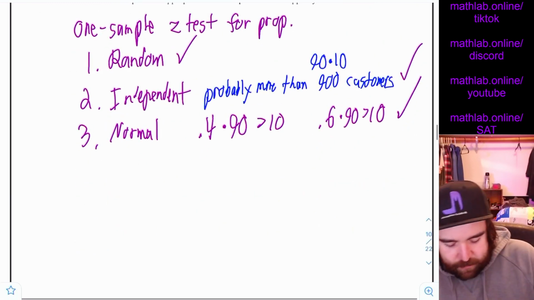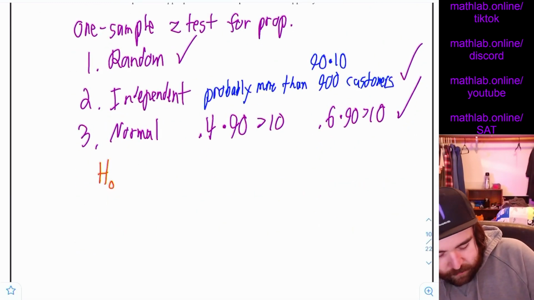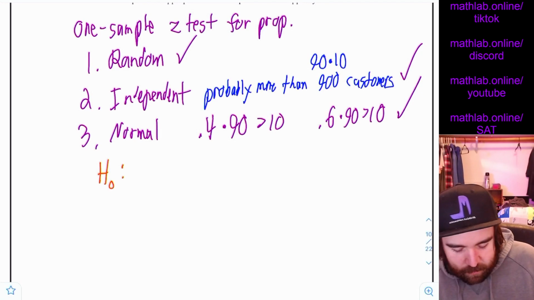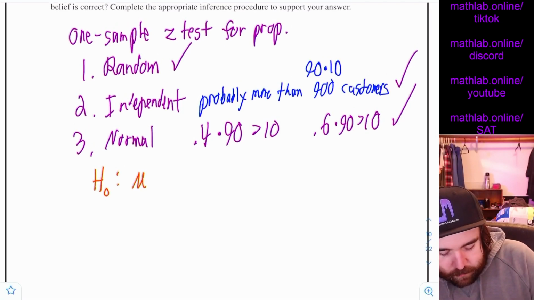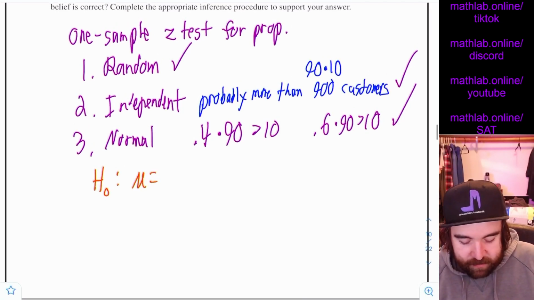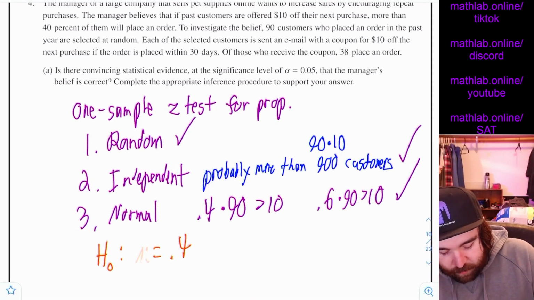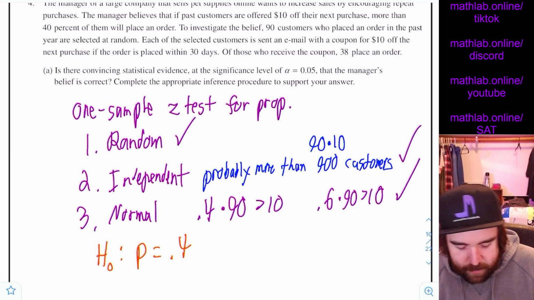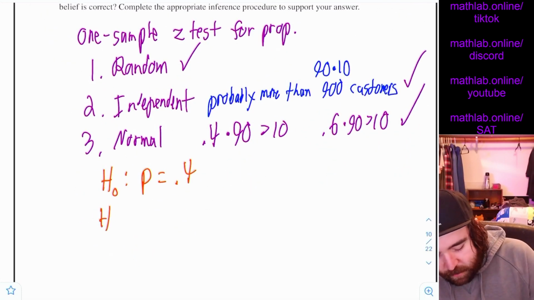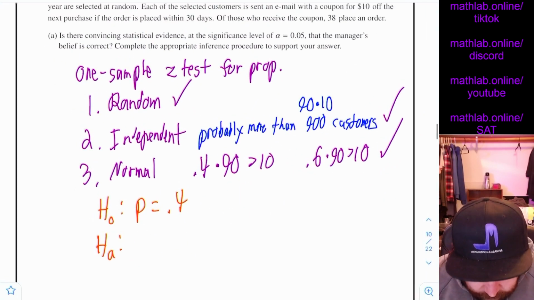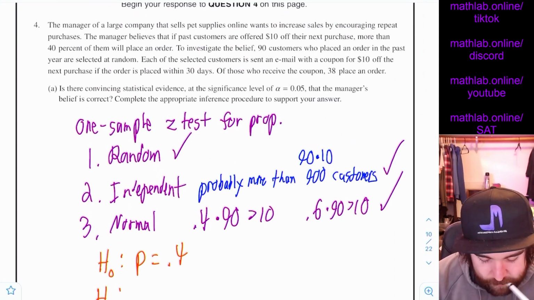Well, we have to state our things, right? I don't even remember everything you're supposed to do. We're supposed to state the null hypothesis. We're supposed to state that our null hypothesis is that the mean is 0.4. Or should I say P is 0.4, since we're not dealing with means. P is 0.4. The alternative hypothesis is really just that it's not, right?